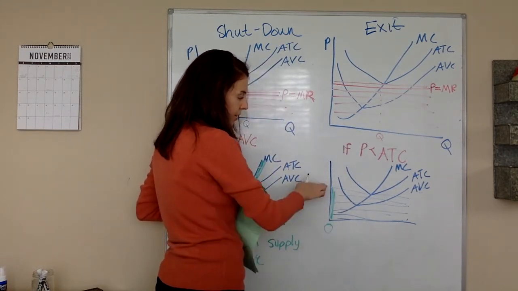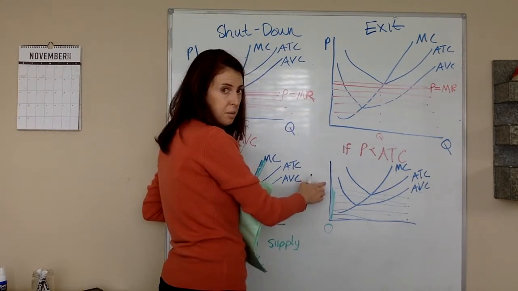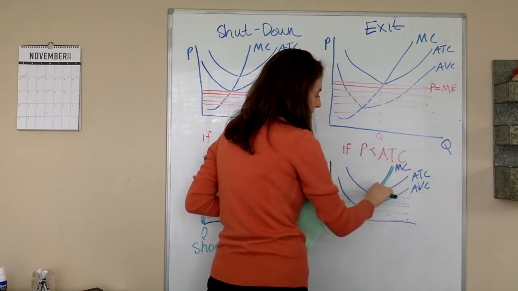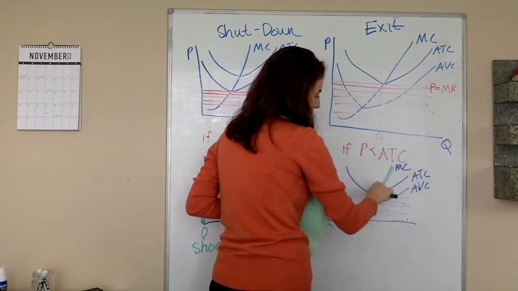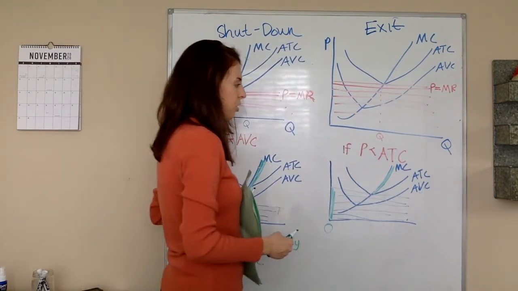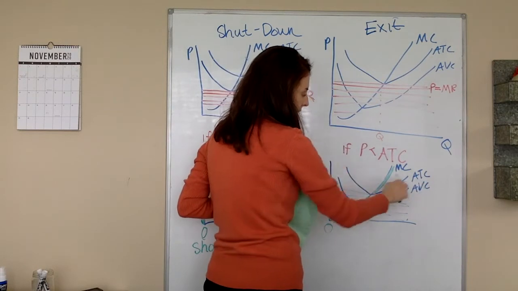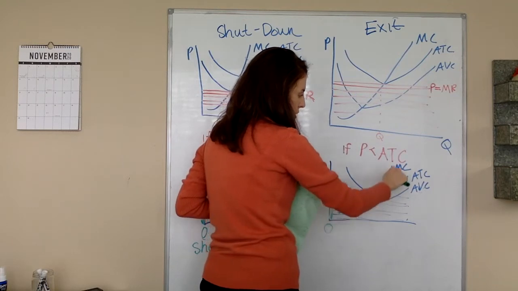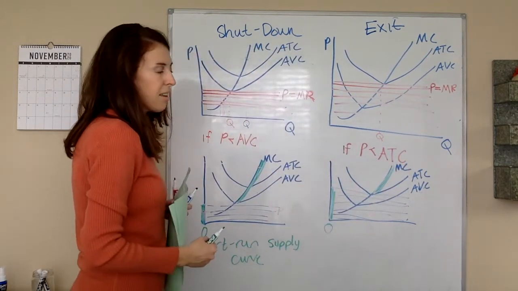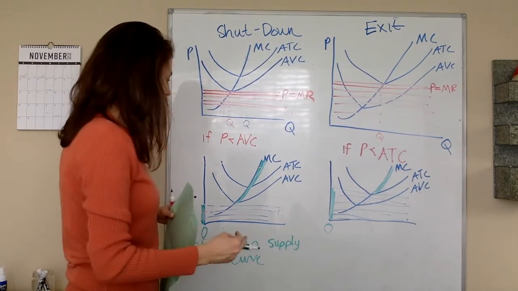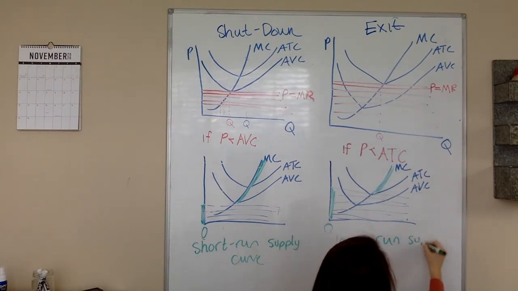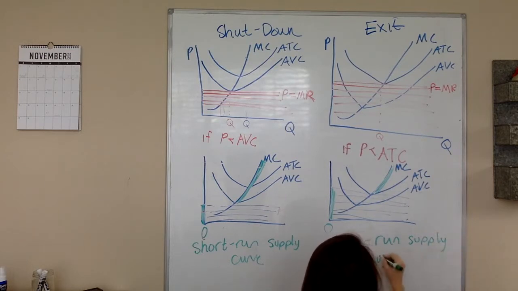If the price is above the average total cost, they're not going to exit the market. In that case they keep on staying in business, and when you stay in business, you produce where marginal revenue equals marginal cost. So if the price bar is up here, they produce where marginal revenue equals marginal cost. That would be their quantity. So the portion of the marginal cost curve that sits above the average total cost curve is equivalent to a firm's long-run supply. The long-run supply curve is the green portion.